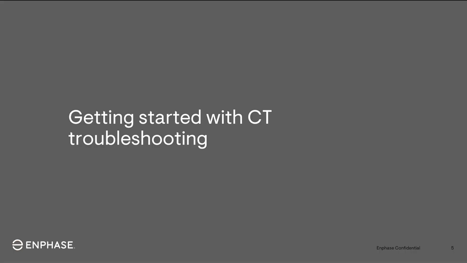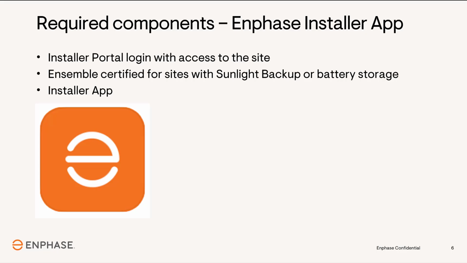To get started with troubleshooting using the Installer app, you'll need to have a few items in place before you can begin. To troubleshoot on a site, you must first have an account in the installer portal for your company and have access to the site. You must also be Ensemble certified if the site you're going to is a site with sunlight backup or battery storage. If you're not certified, you won't be able to commission sites or redo CT commissioning.